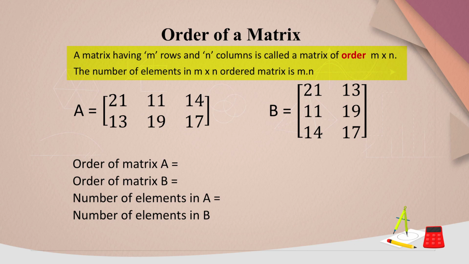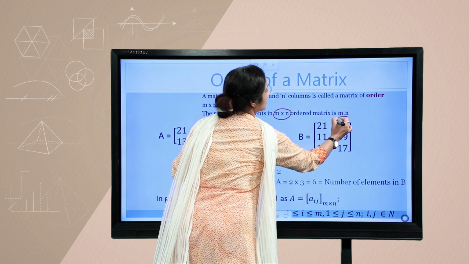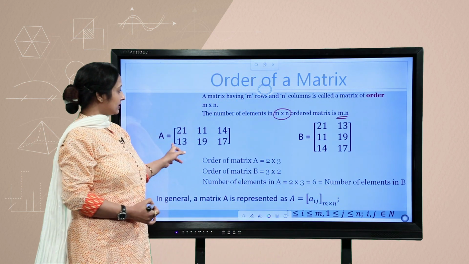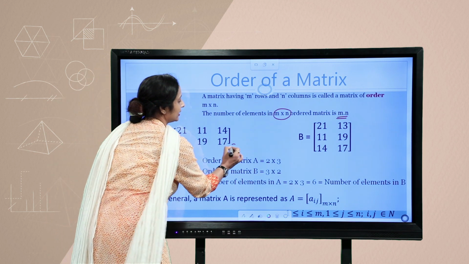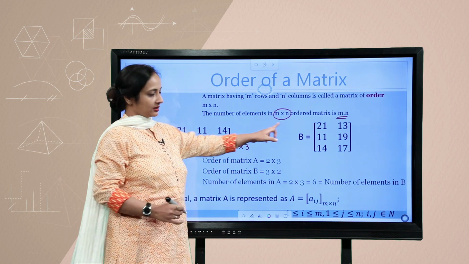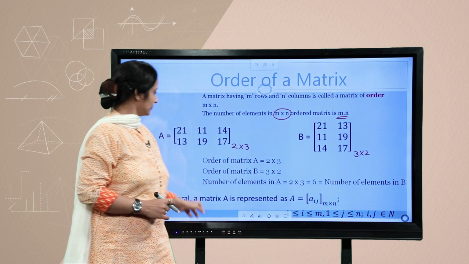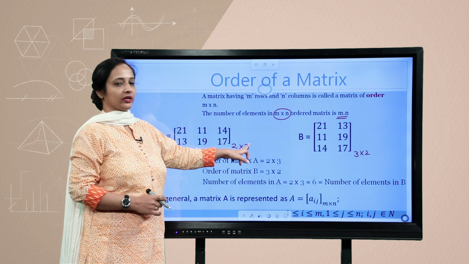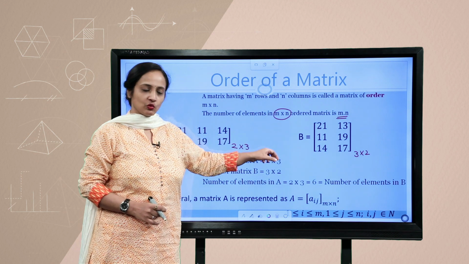A matrix having m rows and n columns is called a matrix of order m by n. The number of elements in an m by n matrix is mn. That means you multiply these two numbers to get mn. So the order of matrix A is 2 by 3. Similarly, the order of matrix B is 3 by 2. The number of elements in A is 2 into 3, which is 6, and similarly the number of elements in matrix B is also 6.